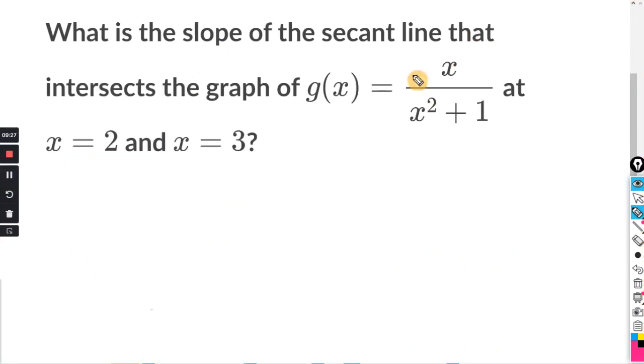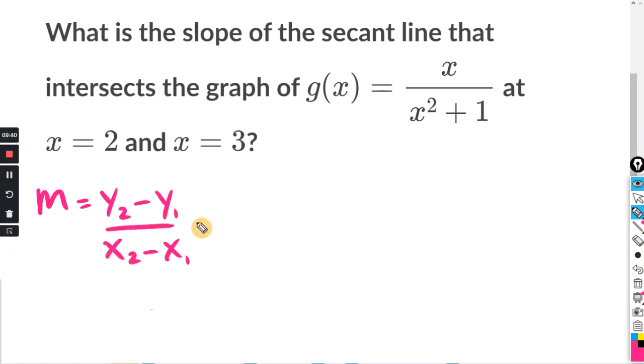All right, slope of the secant line. So once again, we're finding slope. It's going to be change in y over change in x. I like to do the denominator first. x2 minus x1, let's do 3 minus 2. Okay, for the y values, we need to plug in 3 in the g function, so that's going to be g of 3. And for 2, we have to plug in 2, so that's going to be minus g of 2.